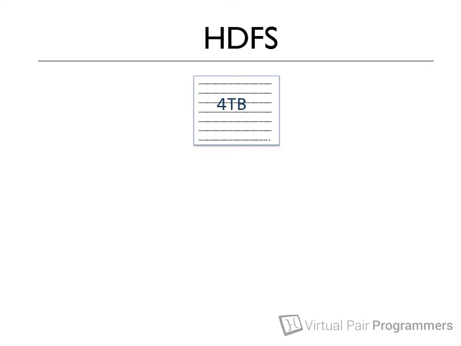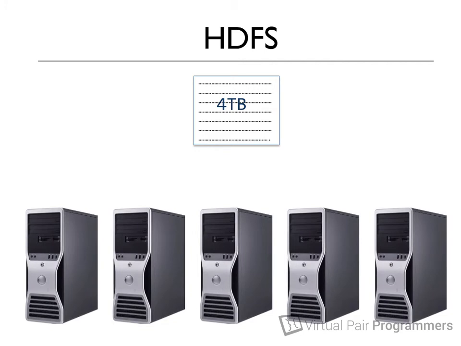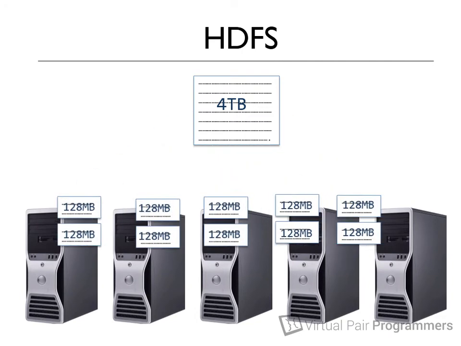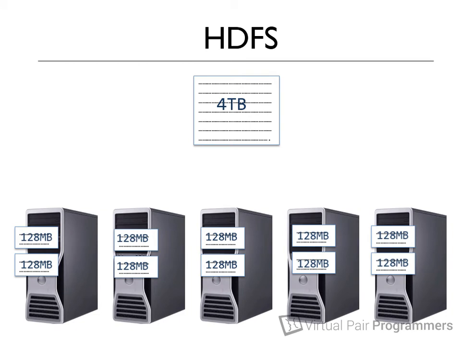Suppose we have a 4 terabyte file that we're going to process using 5 slave nodes. Well, the Hadoop file system will take care of working out how to split up this file over those nodes. By default, large files will be split up into blocks of 128 megabytes, and each node will store some of those blocks.